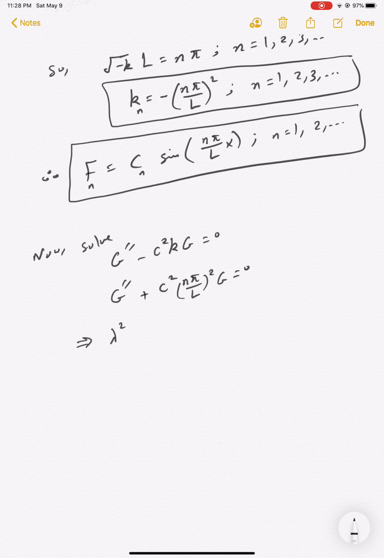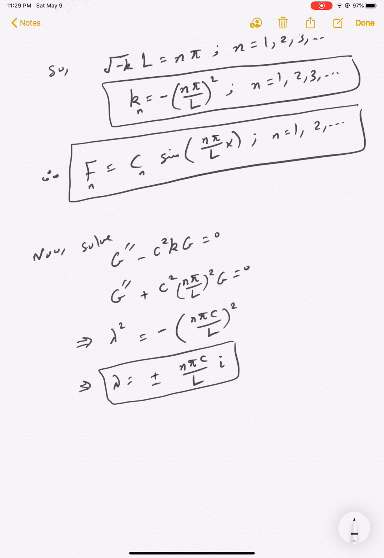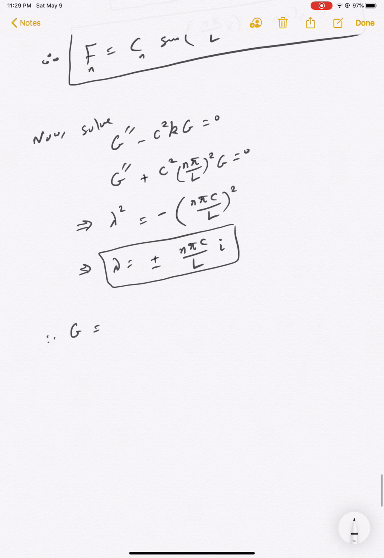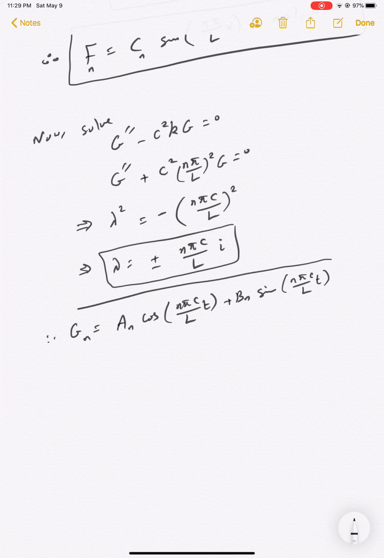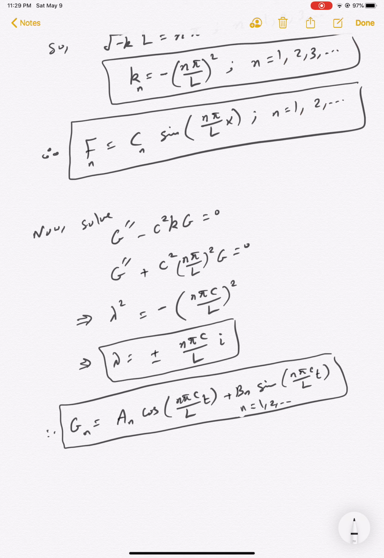It has a characteristic equation that's lambda squared equals negative n pi c over L, squared, and clearly this is negative, so the lambda is plus minus i n pi c over L. But this means what is the g? It is a constant times the cosine plus another constant times the sine. And again, these functions depend on the n. The n, remember, the n was from 1 to infinity. These are the integer values. So, in summary, this is gn, that's fn.